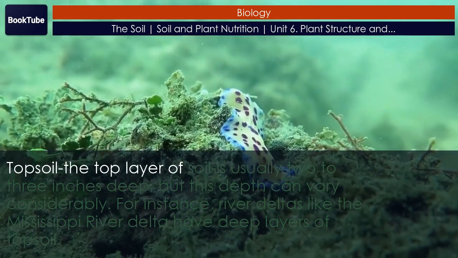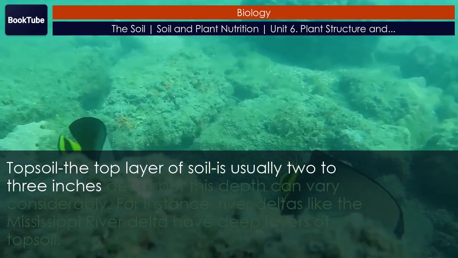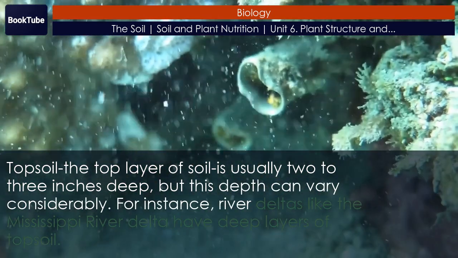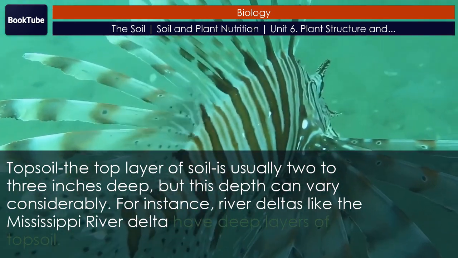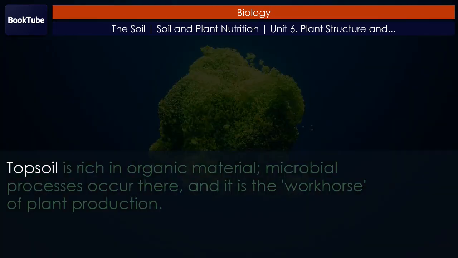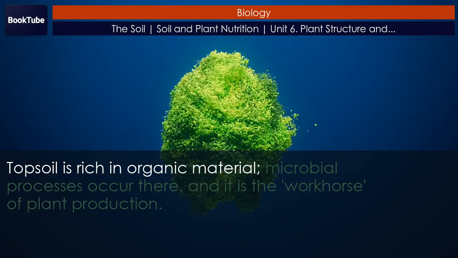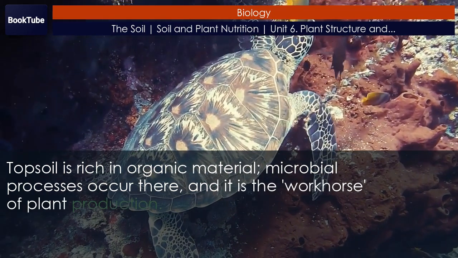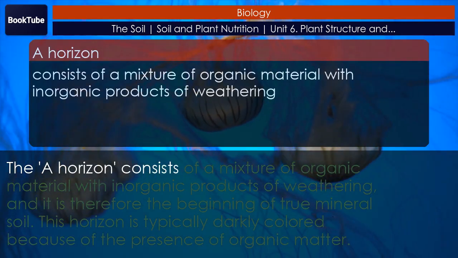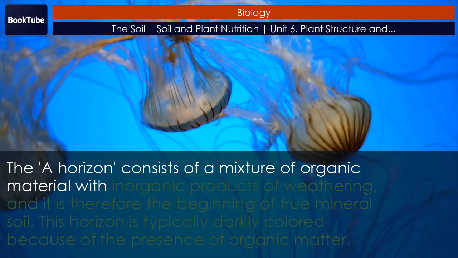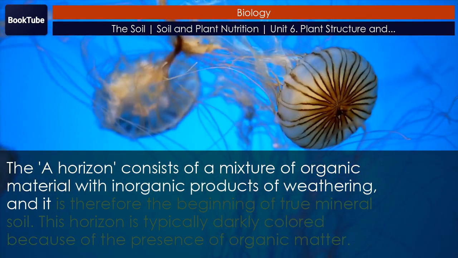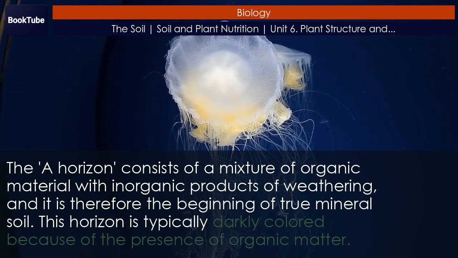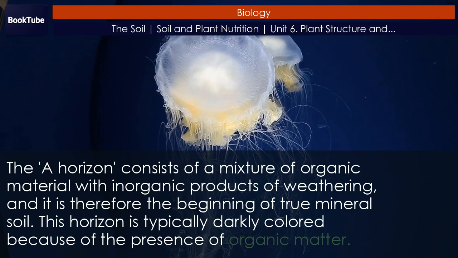Topsoil. The top layer of soil is usually 2 to 3 inches deep, but this depth can vary considerably. For instance, river deltas like the Mississippi River Delta have deep layers of topsoil. Topsoil is rich in organic material. Microbial processes occur there, and it is the workhorse of plant production. The A horizon consists of a mixture of organic material with inorganic products of weathering, and it is therefore the beginning of true mineral soil. This horizon is typically darkly colored because of the presence of organic matter.